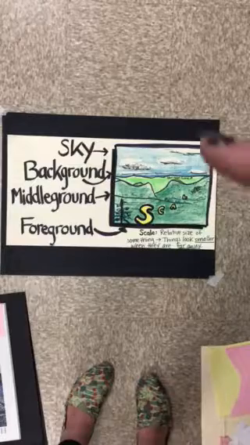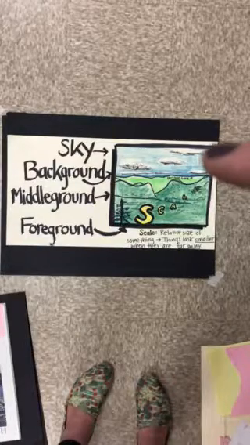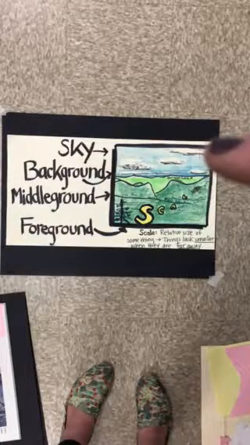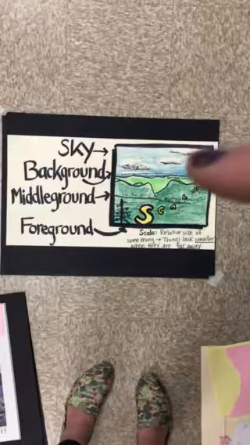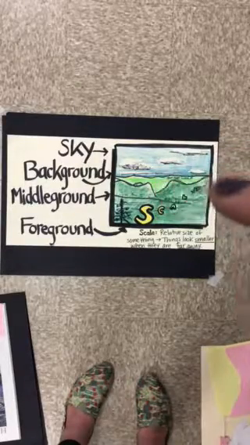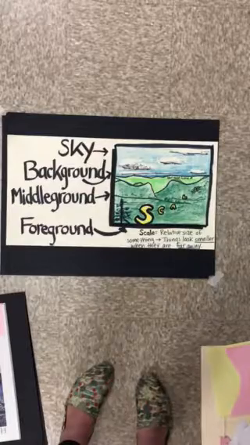If you look closely, it also happens in the sky. The clouds closest to us in the sky are bigger, and they get closer together and smaller as they get closer to the horizon line.